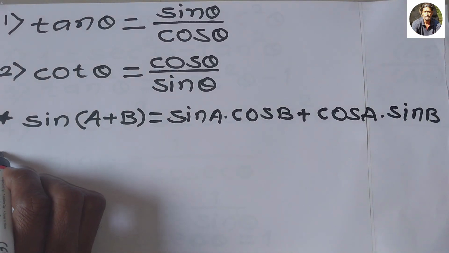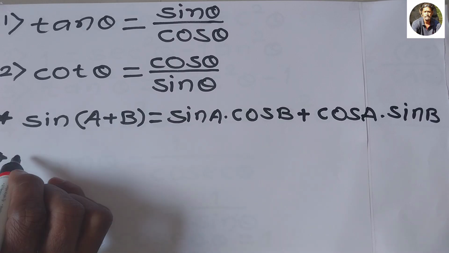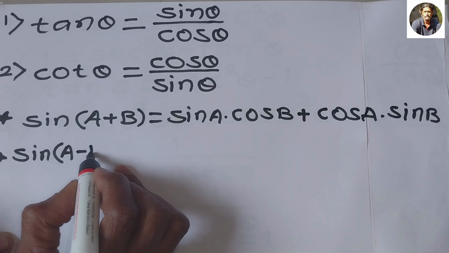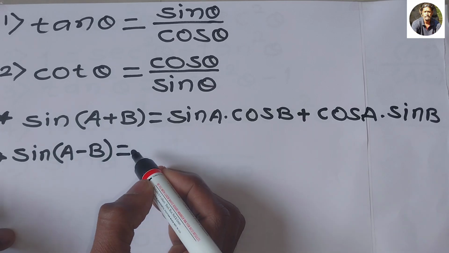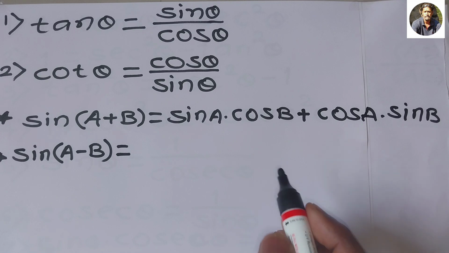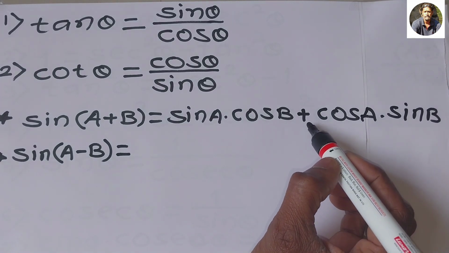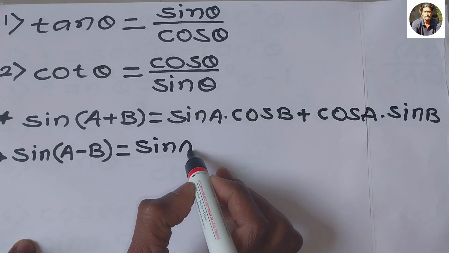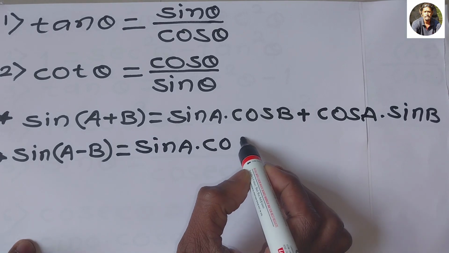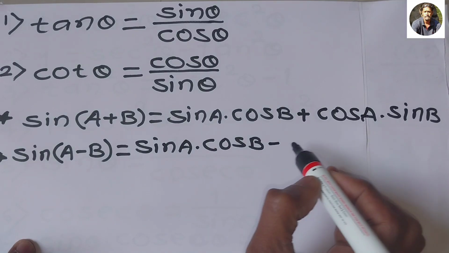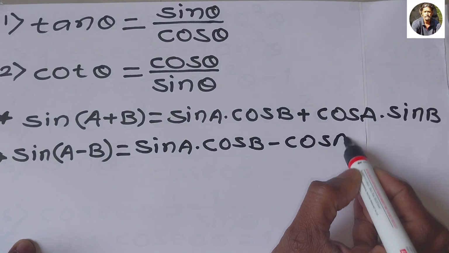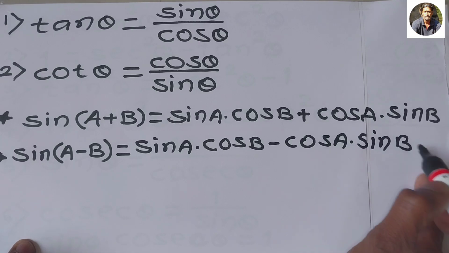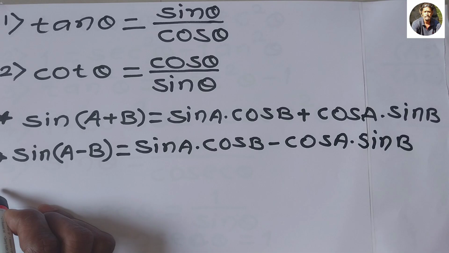Okay, then next one, instead of plus we write minus: sin(A minus B). Only we put a minus sign here, the remaining is the same, that is sin A cos B minus cos A sin B. That is the second formula.